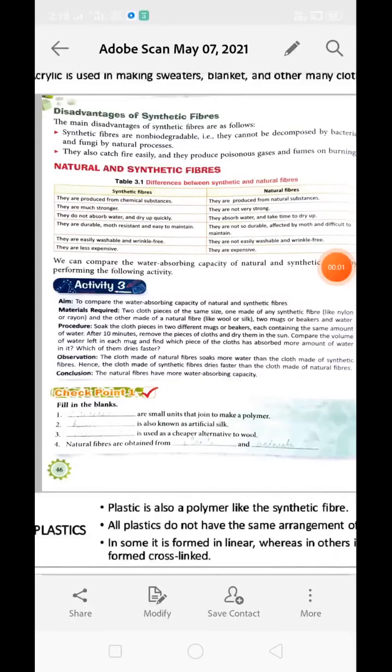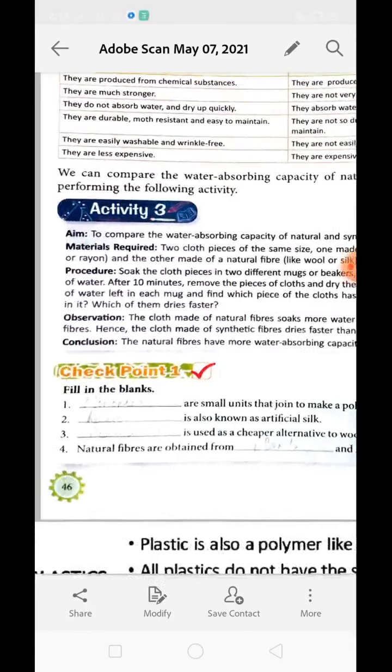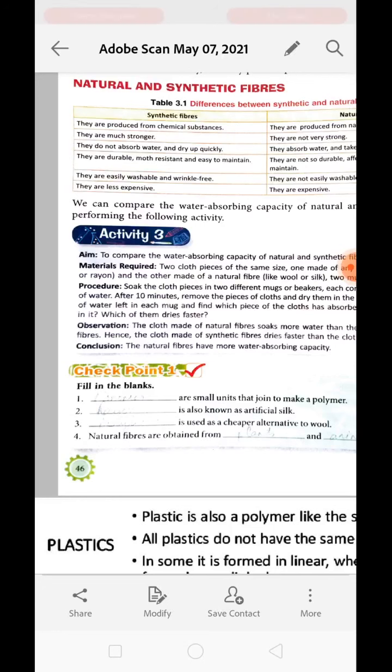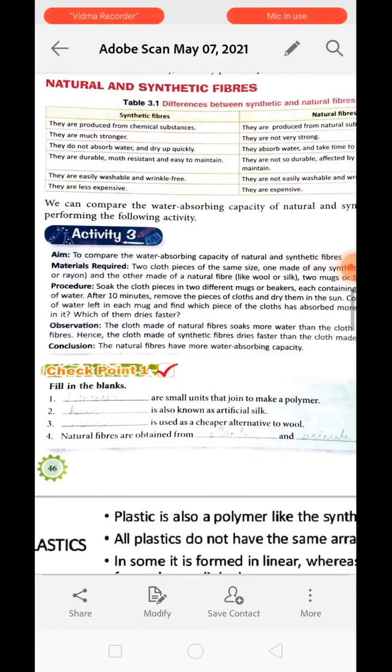Now let's discuss the question answers of the chapter. Okay. So we will start with checkpoint 1 given over here on page number 46. The first question is: dash are small units that join to make a polymer. So it is monomer. Monomers are the small units that join to make a polymer. So your answer should be monomer.